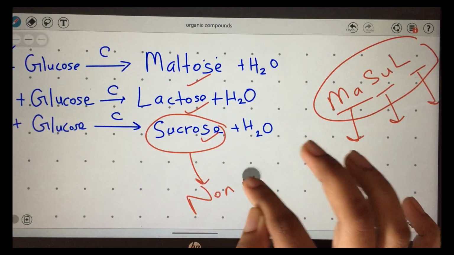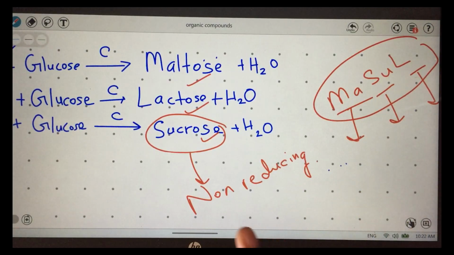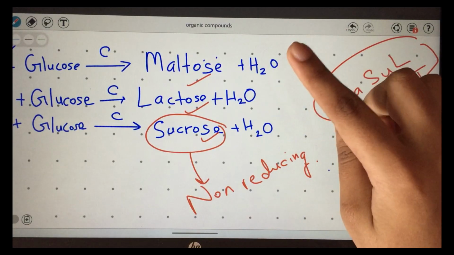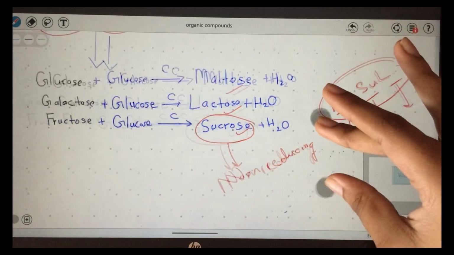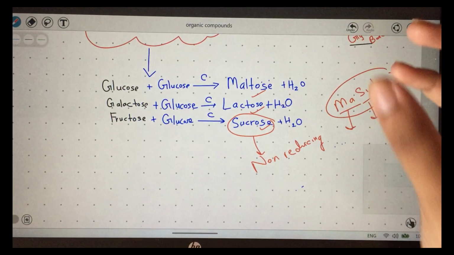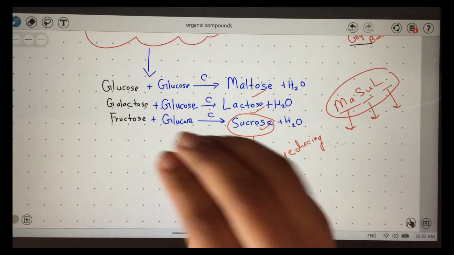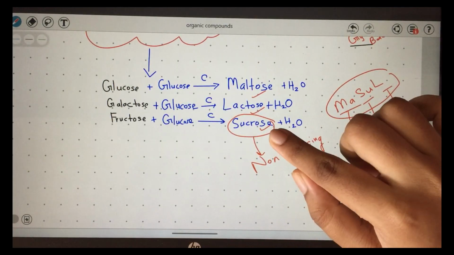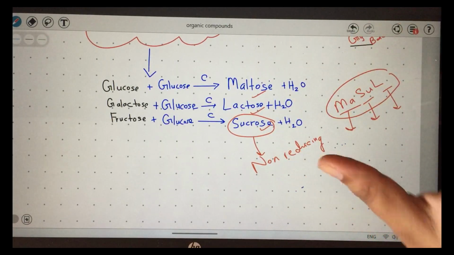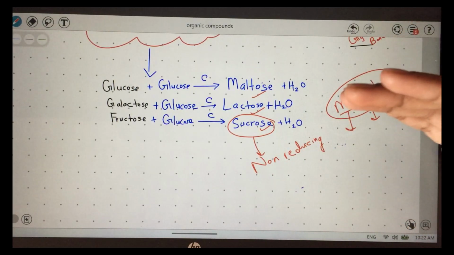Non-reducing. Now don't confuse whether this is reducing or non-reducing. If this is non-reducing, the other two have to be obviously reducing sugars. So remember this. All mono and disaccharides are sugars. All monosaccharides are sugars and reducing sugars. Disaccharides, except for sucrose, the other two are reducing sugars. But sucrose is also a sugar but not reducing.